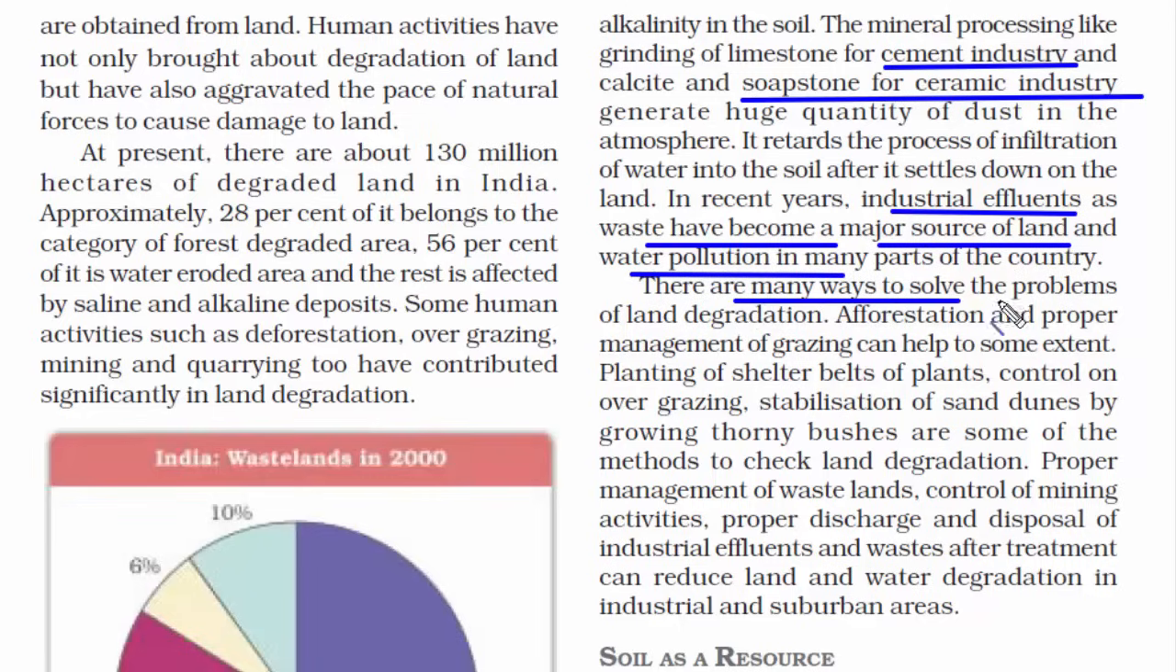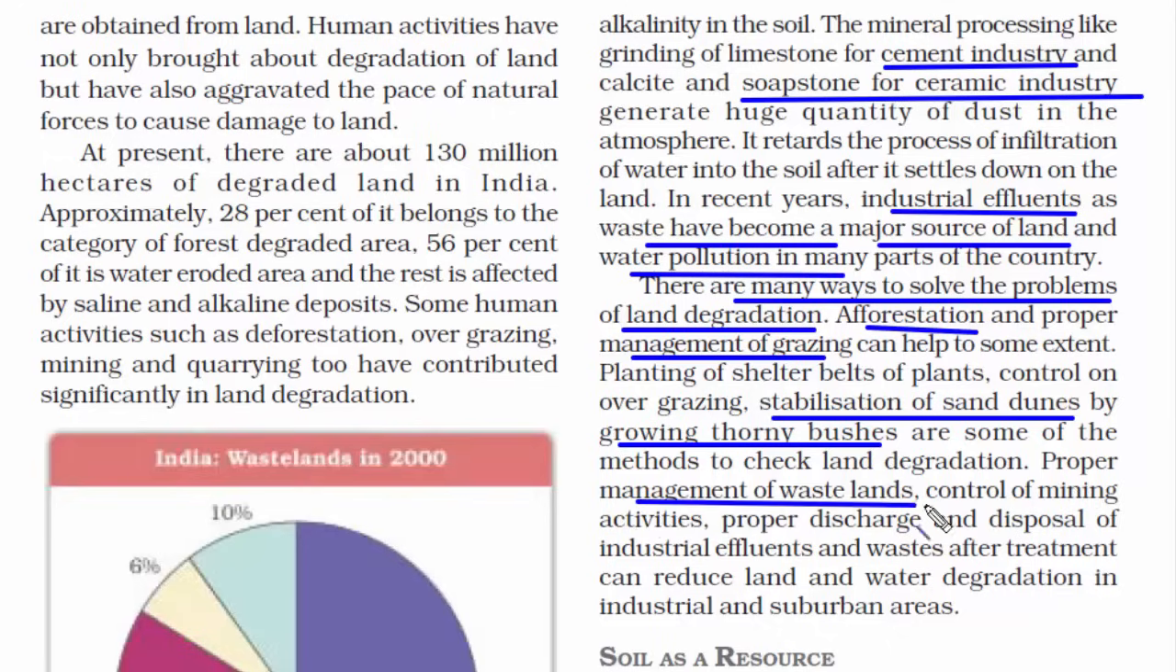Now some of the steps or measures to solve the problems of land degradation are afforestation, which means planting more trees, and then proper management of grazing. Sand dunes cause soil erosion, so a good way is to grow thorny bushes that will stop the soil erosion due to sand dunes. So all these things you can just read up quickly. Proper management of wastelands, controlling of mining activities, proper discharge and disposal of industrial effluents. So these are some of the crucial steps that need to be taken towards controlling land degradation.